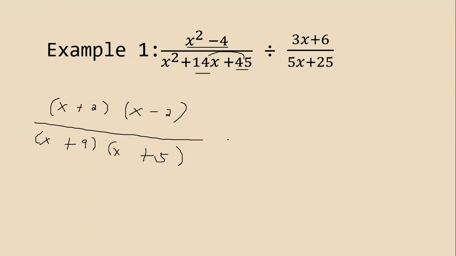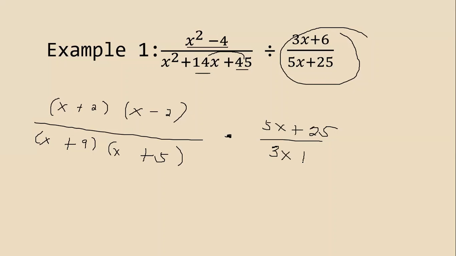And then the next fraction after the operation division is 3x plus 6 all over 5x plus 25. So you have to flip that one, or take the reciprocal, and then proceed to multiplication. So we will have 5x plus 25 over 3x plus 6. And then you have to factor out also this one.